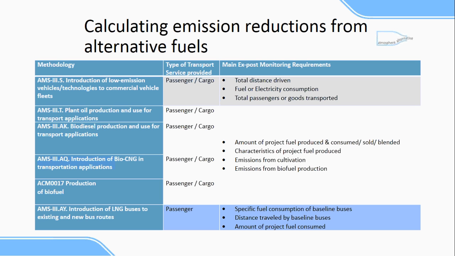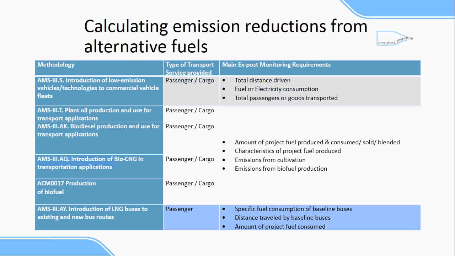In this case, the main things that must be monitored during the operation of the mitigation action to determine the emission reduction are the amount of project fuel produced, and also the amount that can actually be shown to be consumed or sold or blended, so that it's clear that that fuel is arriving and is making it to a user who will be using it in transportation and substituting other types of fuel. It's also important to monitor the characteristics of the project fuel produced, namely energy content, to understand how the volume of that fuel can replace the volume of alternative fuel that might have a different energy content.